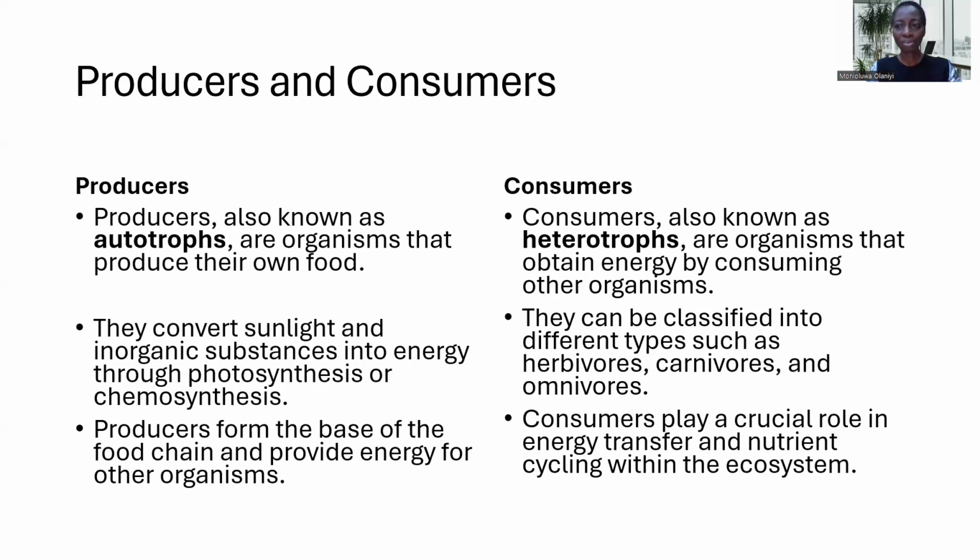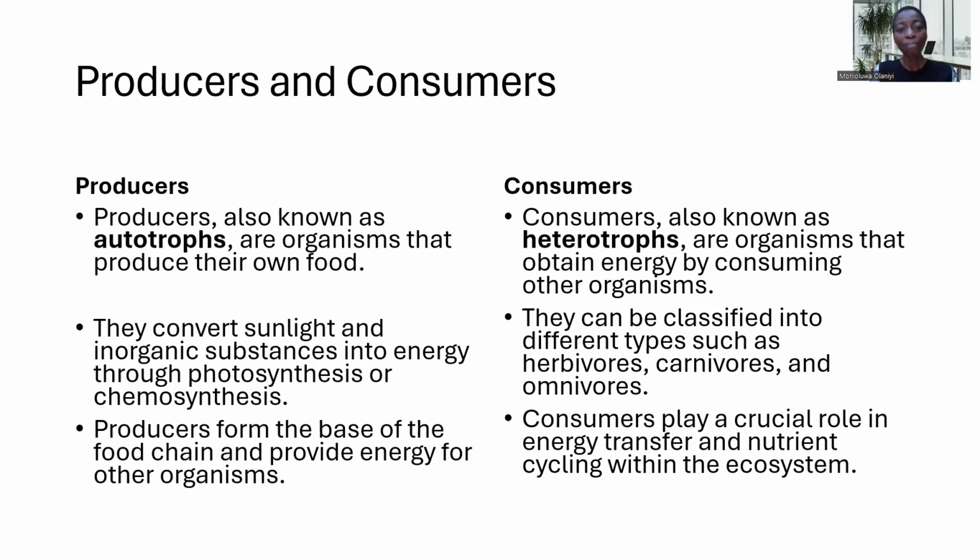What of producers and consumers? Let's look at the differences between producers and consumers. Producers are also known as autotrophs, and they are organisms that produce their own food, while consumers, also known as heterotrophs, are organisms that obtain energy by consuming other organisms. So they feed on other organisms.